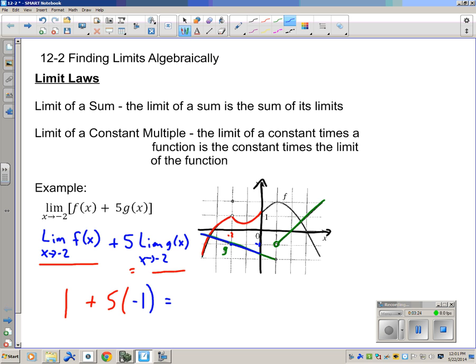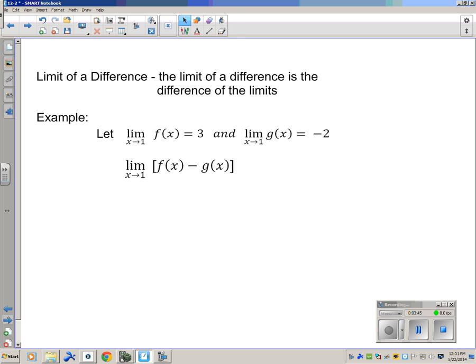So now I can just do my math. 1 plus a negative 5 gives us a negative 4. So our value there ends up being a negative 4. So we can go ahead and pull apart your sums and take the constant out of something where you've got the limit of 5 times some kind of function. So now we've got the limit of a difference. That ends up being the difference of the limits.